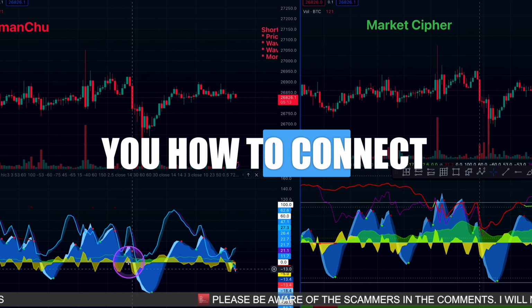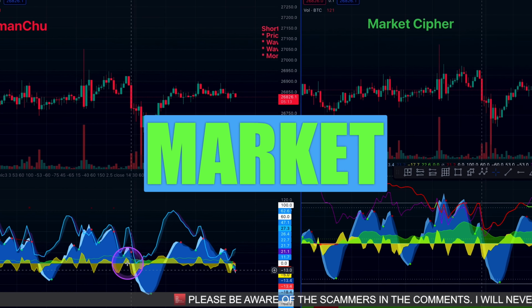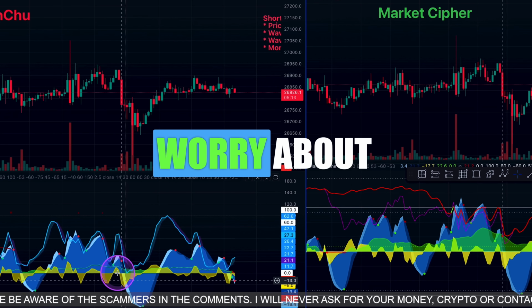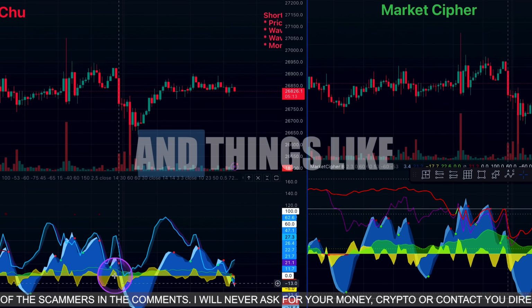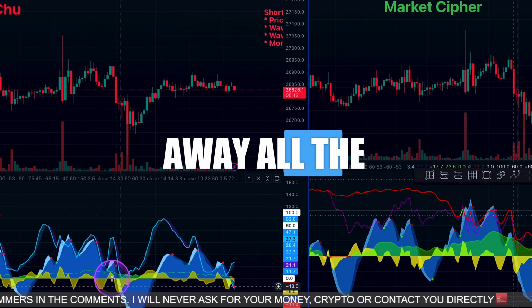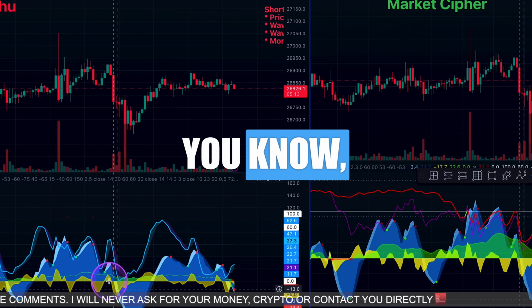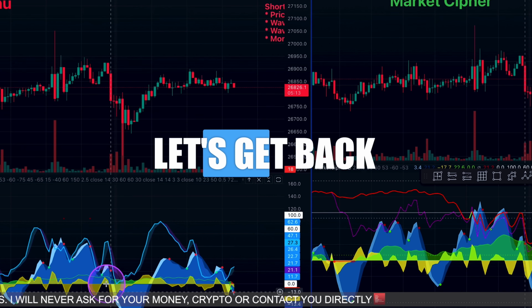I'll then show you how to connect Market Cipher B to bots if that's something you want to be able to do. I personally think it's the best way of trading because you don't have to worry about signals that you may have missed and things like that, although it doesn't take away all the stress of trading because, you know, trading is stressful. Right, let's get back over to my computer.